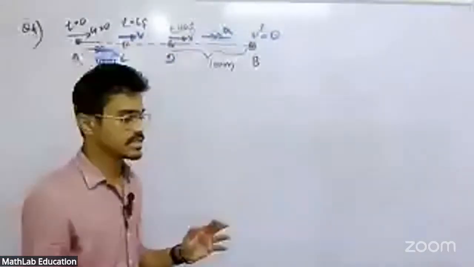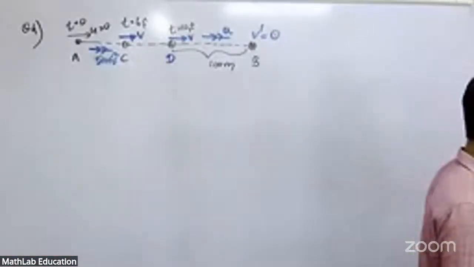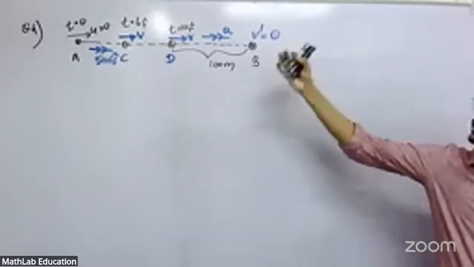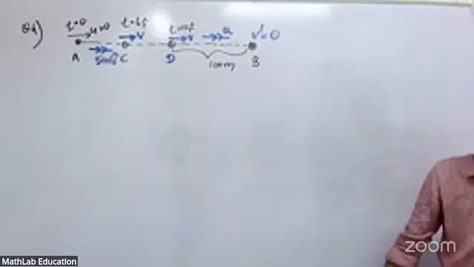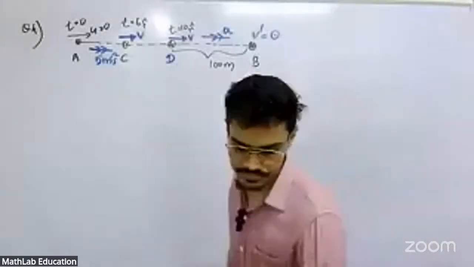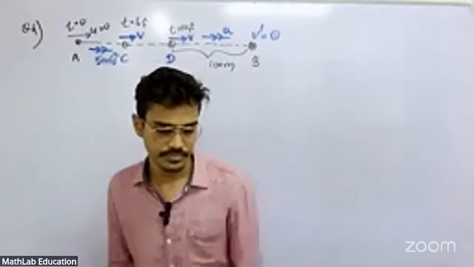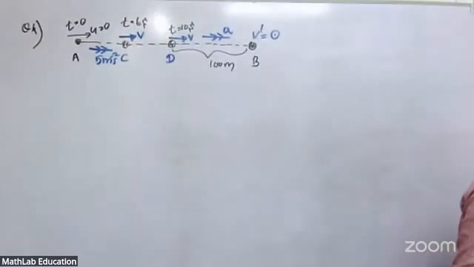Take it to the sketch at once while you are reading the question, and hereafter you can refer to this and try all the questions, all the parts. It will be A to C, 6 seconds. C to D, 4 seconds, that is t equals 6 to t equals 10.